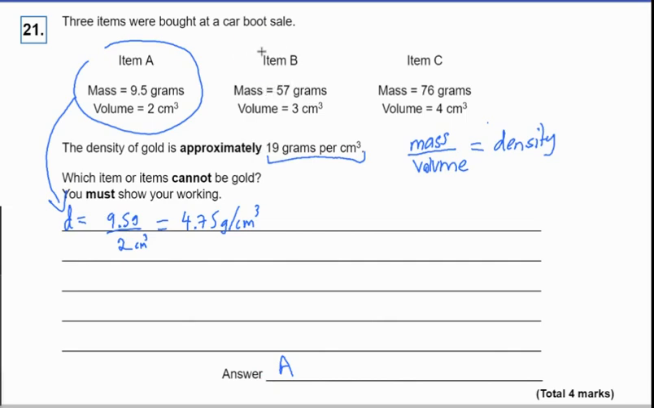Let's look at the next one, item B. Let's do that in a different color, actually. We've got the mass, which is 57, and then over the volume, so 3. So that's 57 grams over 3 centimeters cubed. 57 divided by 3 is equal to 19. So that's 19 grams per centimeter cubed. So that's good. This one could be gold. Imagine buying gold at a boot sale. Wow, fortunate.